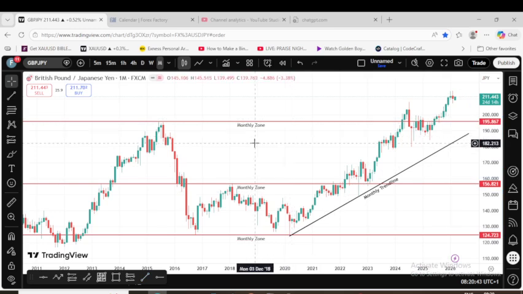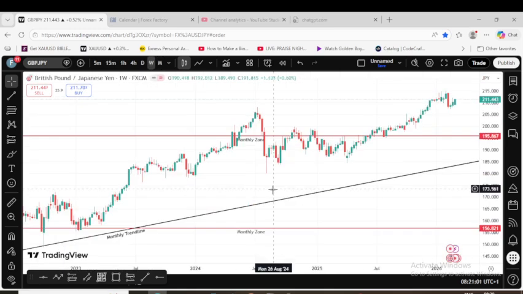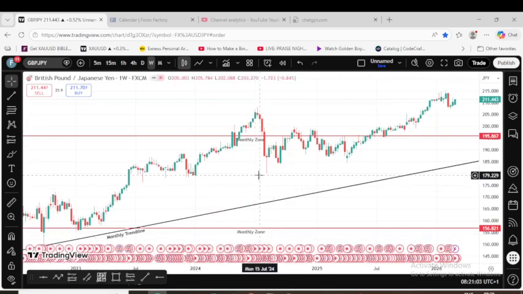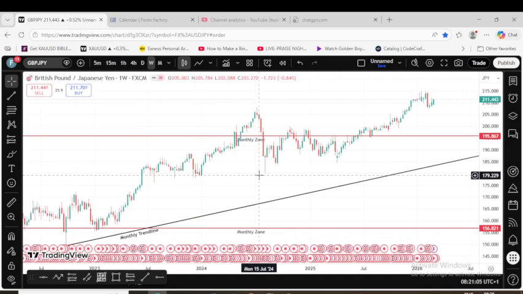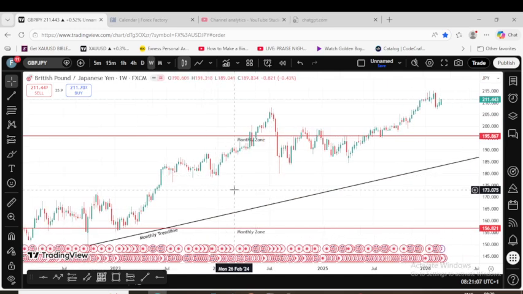So now that we've identified our zones and our trend lines, what we're going to do is go to the lower time frame and do the same thing. So we'll go down to the 1 week time frame, we'll identify our weekly zones and our weekly trend lines. Then we'll go down to the daily time frame and identify our daily zones and our daily trend lines. So let's do that. We're currently on the weekly time frame. Let's zoom out a bit so we can get a better view of our zones.